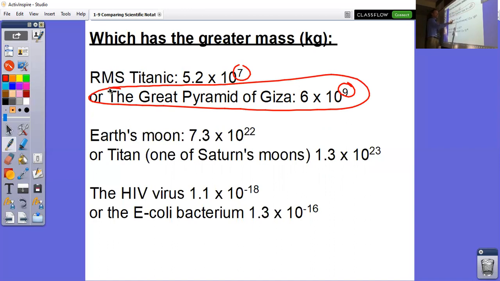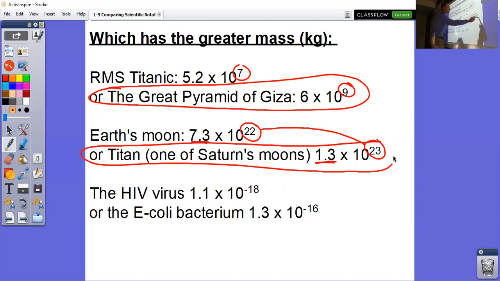The Earth's moon is 7.3 times 10 to the 22nd, or Titan, one of Saturn's moons, is 1.3 times 10 to the 23rd. Again, all that we're looking at are the exponents. 23 is bigger than 22. Now, don't get tricked. Yes, there is a 7.3 and a 1.3, but we're not looking at those numbers. We're only looking at the exponents. So all that you're comparing is a 22 and a 23. We don't care about that number in front of the times 10. So 23 is bigger.